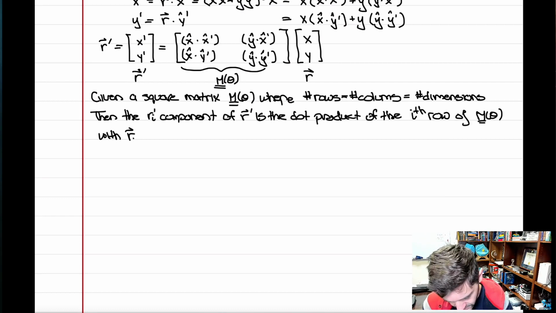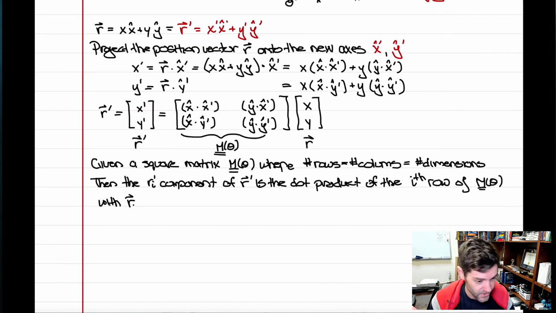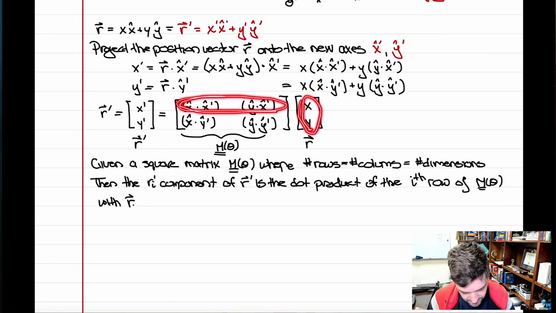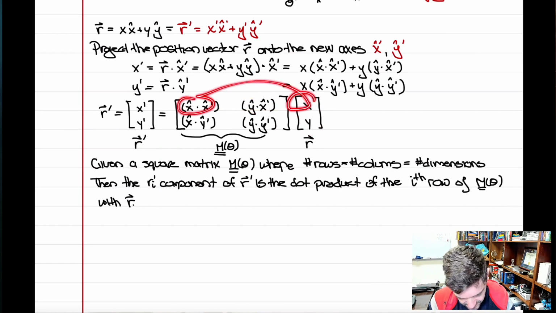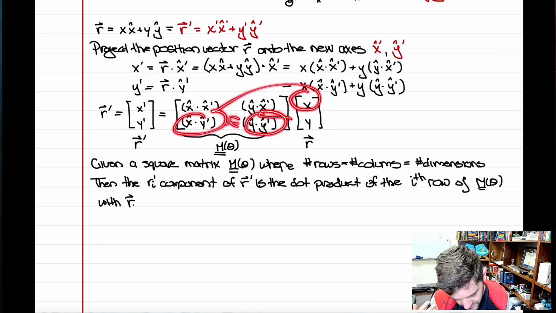And again, notice if we go up here, this first entry, we might say r dash sub 1, is I take the top row, the first row, and that has two entries, and I compute the dot product with this vector, which then again becomes this times this, and then I add to it this times this. The second entry of the new vector is the dot product of the second row of the matrix with the original vector, which then gives you this times this plus this times this.